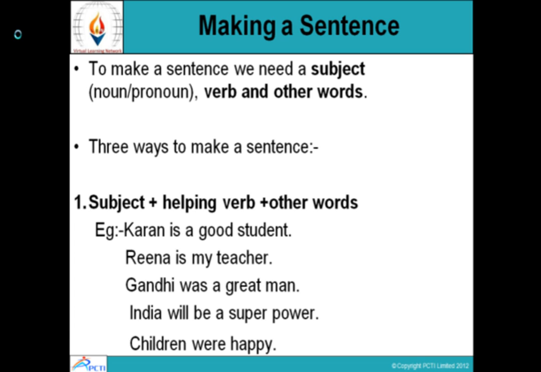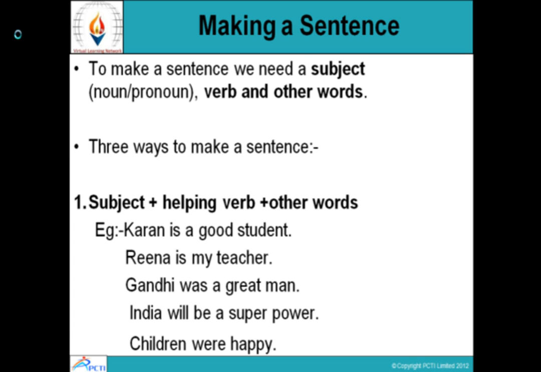1. We can make a sentence by using a subject with a helping verb and other words. For example, Karan is a good student. Here, the subject is Karan, which is a noun, and it is being talked about. So, the subject would be a noun or a pronoun which is being talked about, or the performer of an action. But here in this sentence, you will notice there is no action. Only we are talking about this person named Karan. So, the subject is Karan.